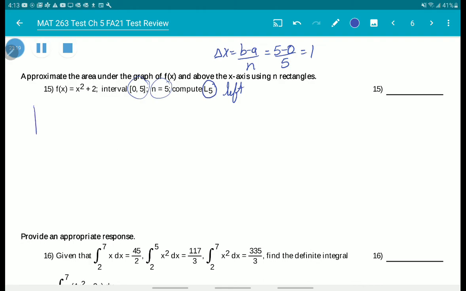Now, I like to draw a picture of what this graph looks like. This is a transformation of x squared. It is shifted up 2 units. So our graph looks something like this. Just kidding. This is opening up. I don't know why I thought it was opening down. It looks like this. And I'm going from 0 to 5.